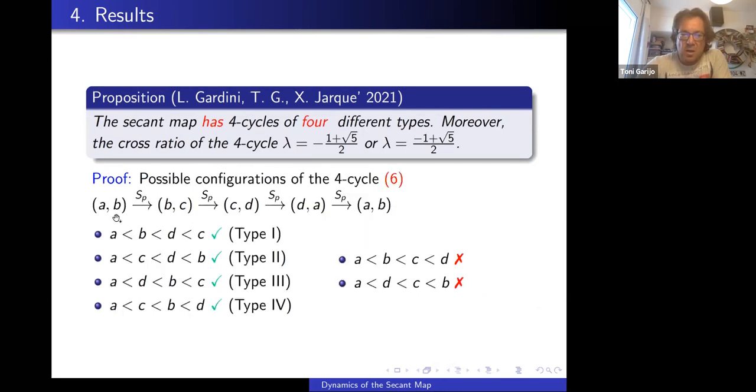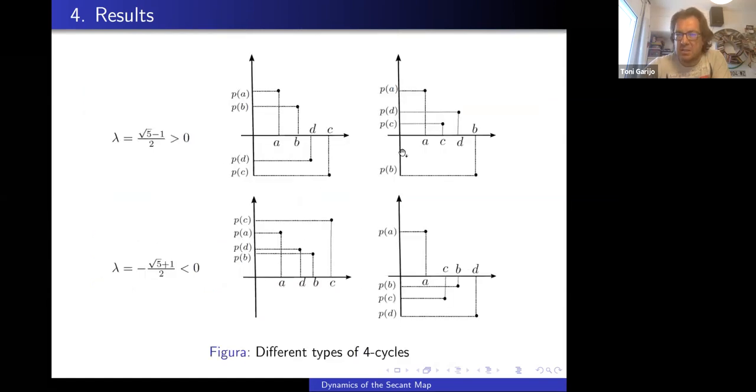So if there exists one of these cycles, we can classify it using the relative position of the 4 points. We fix by symmetry that the smallest one is A, and then consider all the other possibilities. Of these 6 possibilities, 2 are not possible, and we obtain these 4 choices of the 4-cycle.